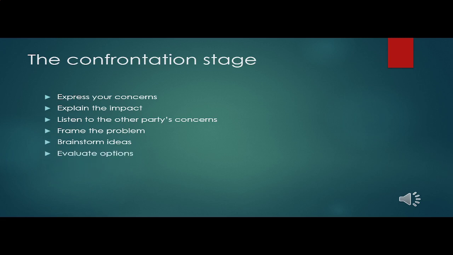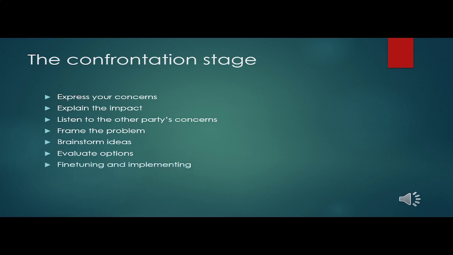Evaluating options. At this stage, you go through each idea and check for its reliability. The aim is to arrive at a solution that both parties can live with. At this stage, you start comparing alternatives with your partner.